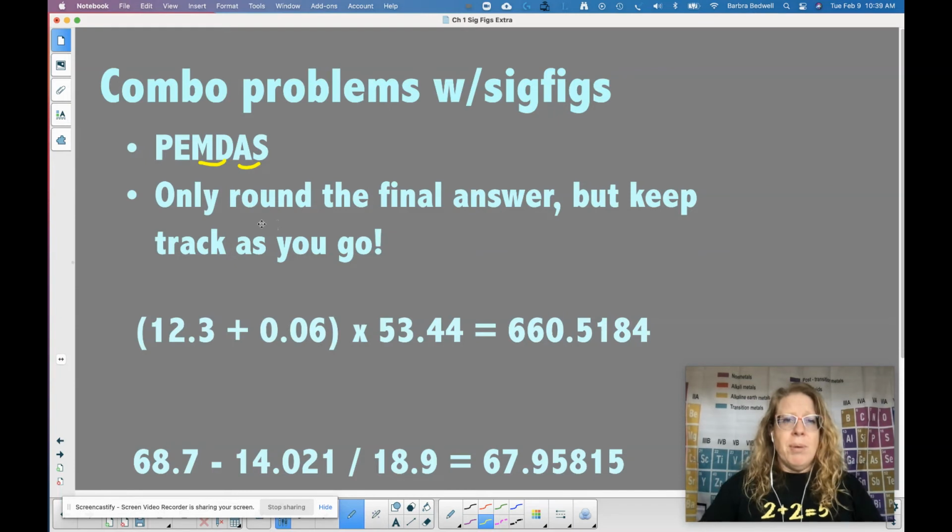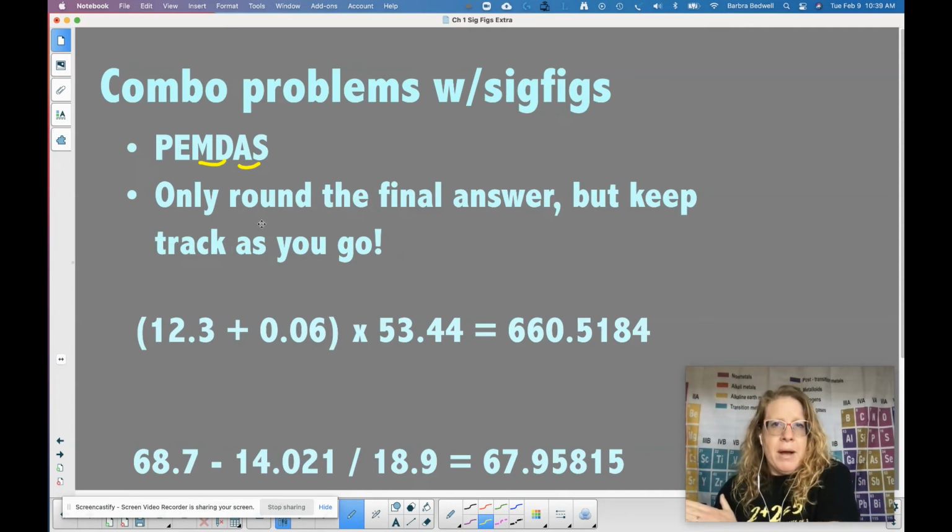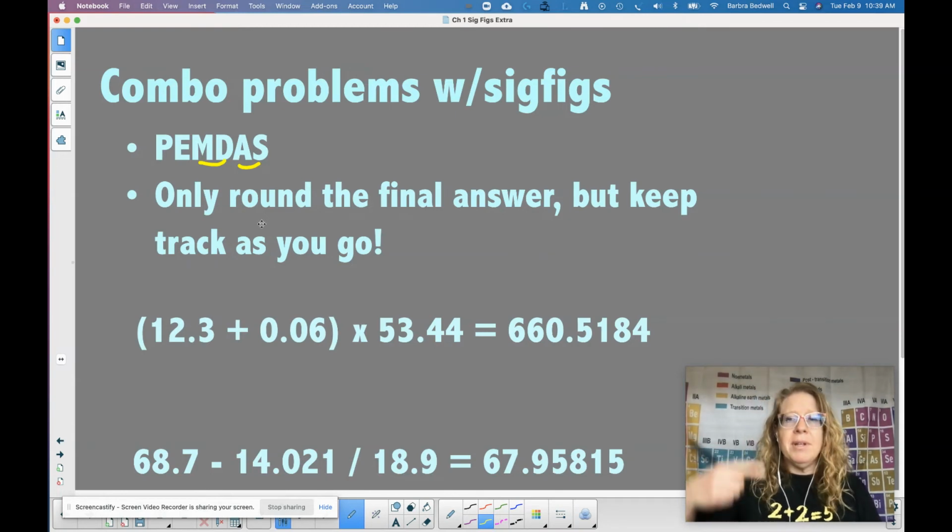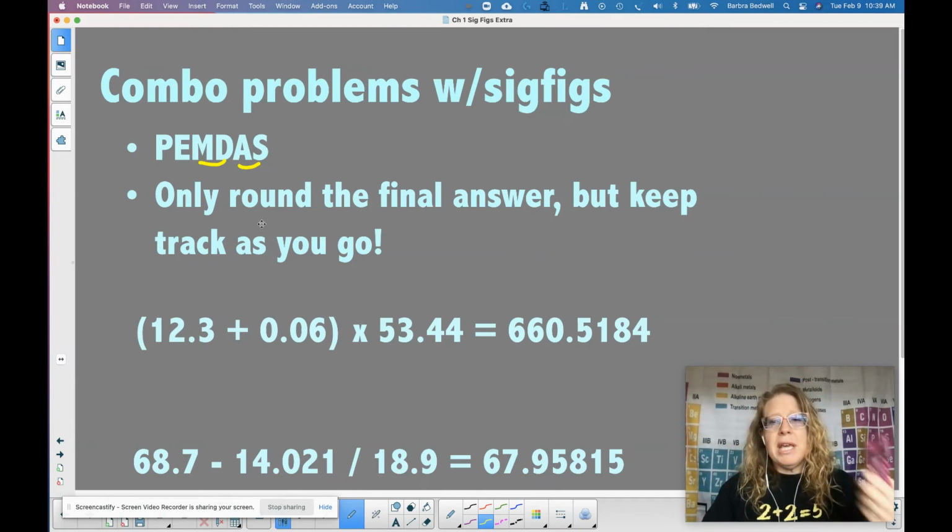As you do these problems, you keep track of your sig figs as you go, but you only round at the very last stop. Don't serially round. And that's an important thing as we get into multi-step problems. You don't round and then round and then round again. That's going to compound errors. So make sure you're keeping subtotals in your calculator, and then only round your very final answer.